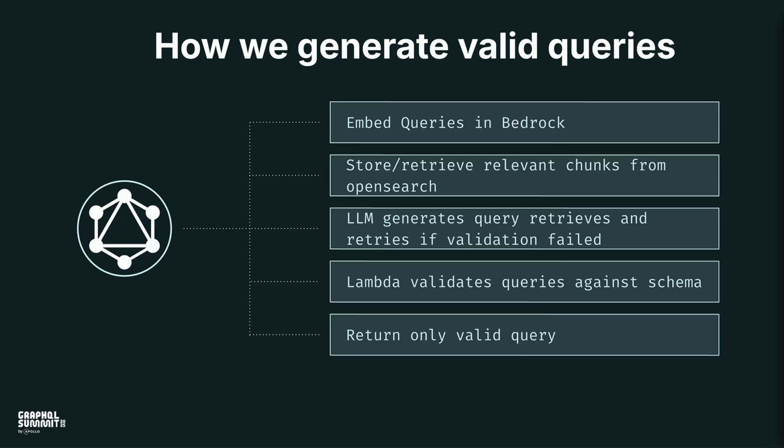So overall, how does this step work? First, we embed queries in Bedrock. That's the first stage, with the schema as well. We then store and retrieve the relevant chunks from OpenSearch, which is the part that has the schema itself in it. Then the LLM generates a query and retries it if it fails. So that's how we have that retry lambda.